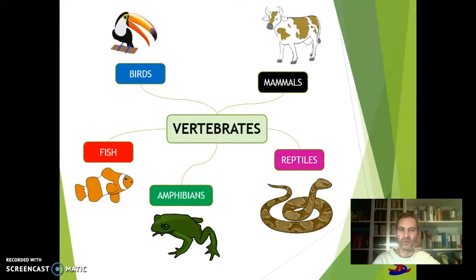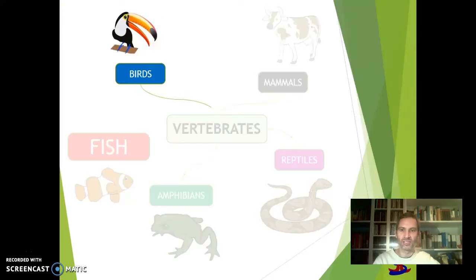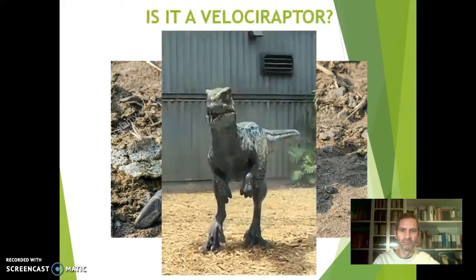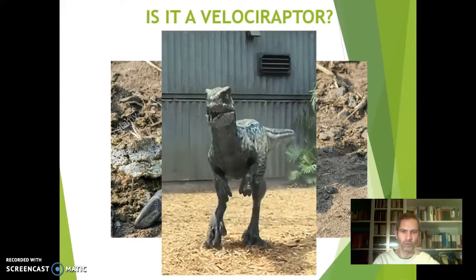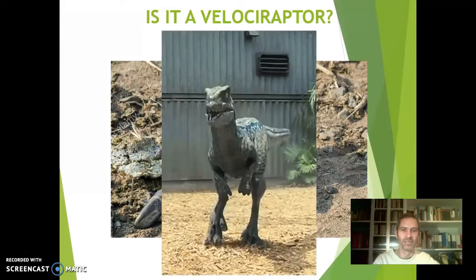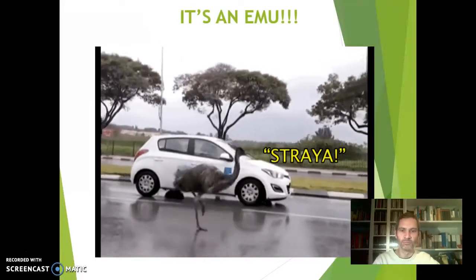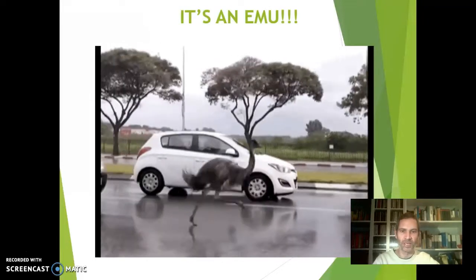Vertebrates: fish, amphibians, reptiles, birds and mammals. Today is birds. What's this? Okay, just tell me, what do you think it is? It looks like a dinosaur foot or something like that, huh? What do you think? Is it a velociraptor? Well, it could be, huh? That foot looks quite a bit like this. Well, it is not. It is an emu. It is this animal here, okay?